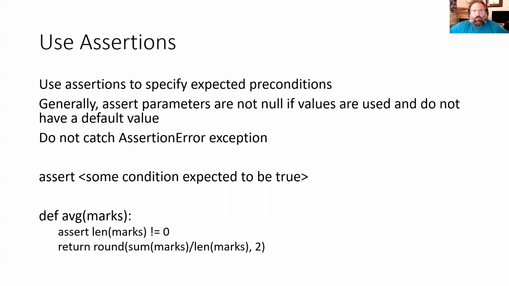So to do that, there's several ways we can do it. We'll first talk about assertions. We've talked about them in the past. An assertion is something that you basically specify as a precondition. It's what you expect to be true. You assert that some value is true.